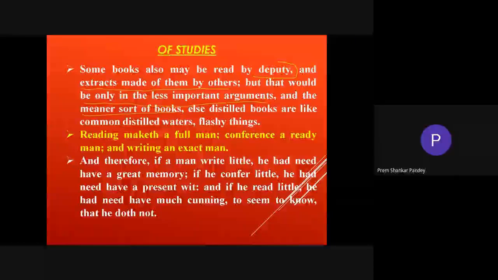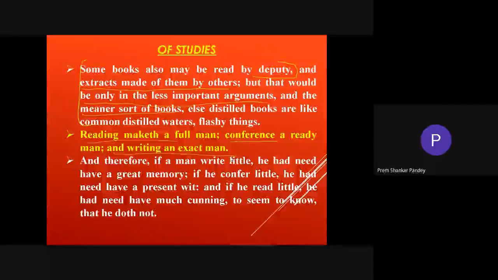So he is emphasizing that we should not read the reviews or arguments made by someone about a particular book. He's writing against criticism, that those criticisms are not the original books, they are arguments of very less importance. They are like distilled water, filtered water. And then he says, reading makes a full man, conference a ready man, and writing an exact man. Again, a very famous quotation.